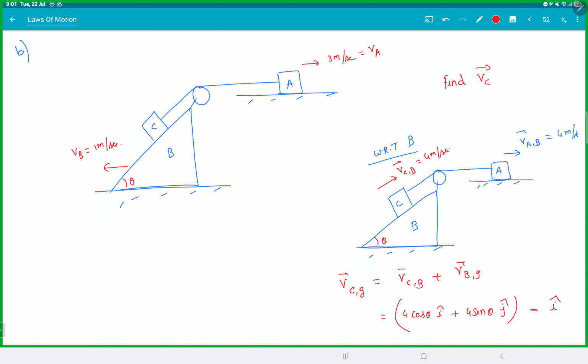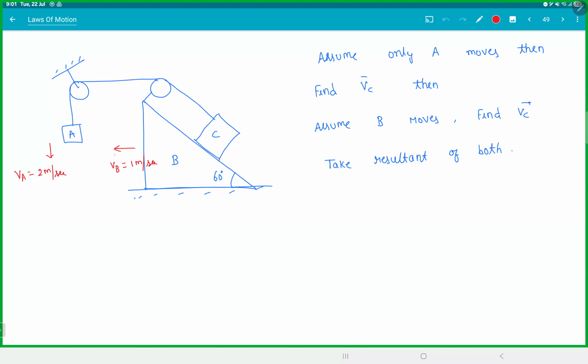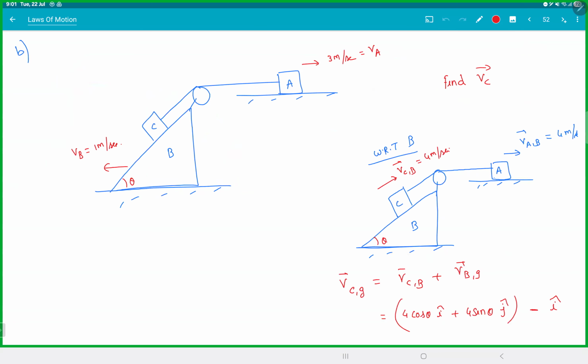Here it is easier because B and A are in the same direction. In the previous problem, it would have been a little difficult because if B goes this way, A will start swinging like a pendulum. We don't want to get into that. Then you can use relative motion also in this, or you could have done the same way which I showed you right now.